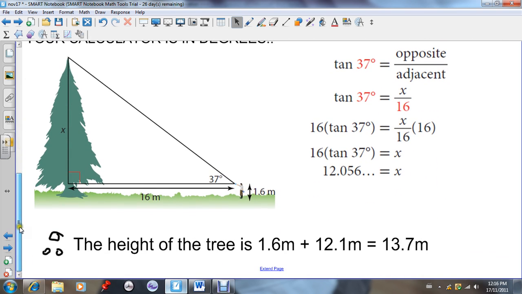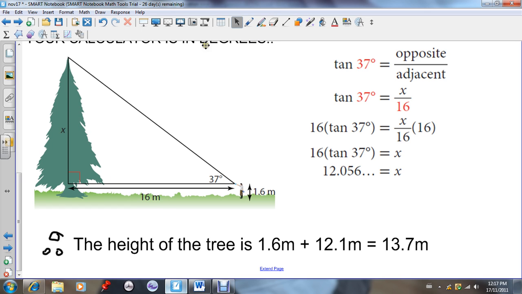Okay. Here we have this situation right here. You see that this guy here, Skippy, I don't know who it is, let's call him Skip. He wants to know how high this tree is. He measures the angle between himself, the ground, and the top of the tree to be 37 degrees. This side is 16, the tree is x.